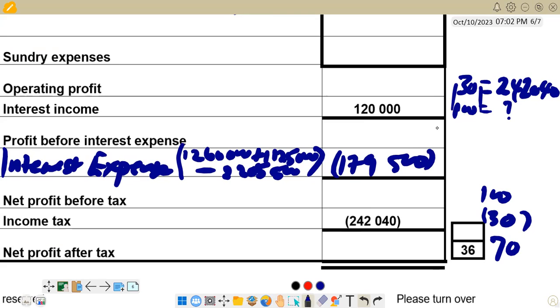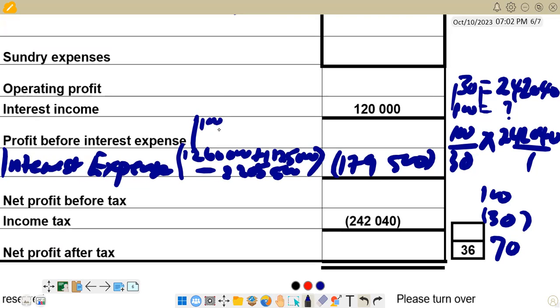So here, that's the section where we have all the figures. The figure that we want here is a bigger figure, so this side will become a numerator, and the other one becomes a denominator. Then you multiply by the given figure, which is 242,040 over 1. So for net profit before tax, you can summarize it here and say 100 over 30, and then you multiply by 242,040 over 1. If you calculate that, it will become 806,800.